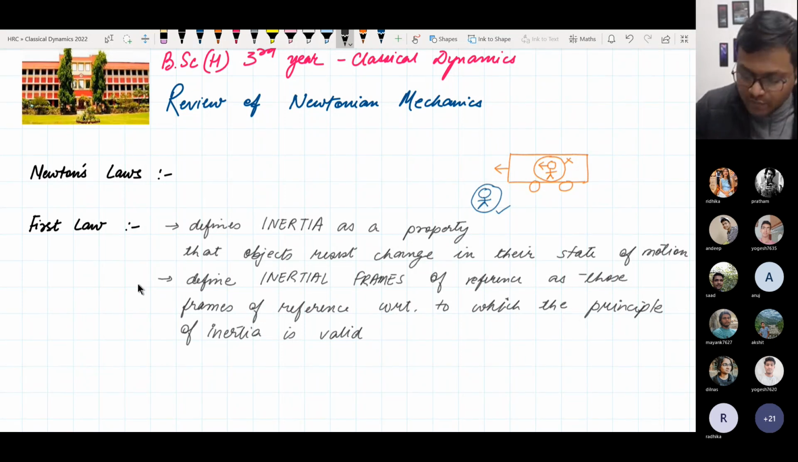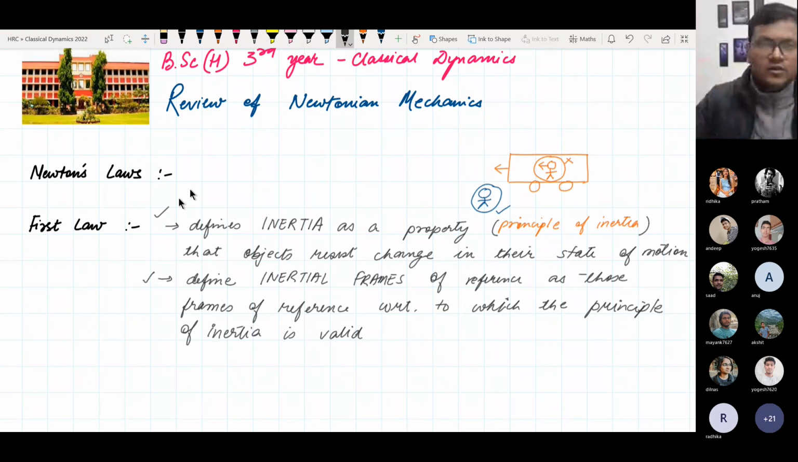To define an inertial frame of reference, we need the idea of inertia, what it is, and what it is as a property is also known as the principle of inertia. Okay. But to define the principle of inertia, we require inertial frames of reference, without which we will not be able to maintain consistency. So it's kind of like a circular argument, you know.